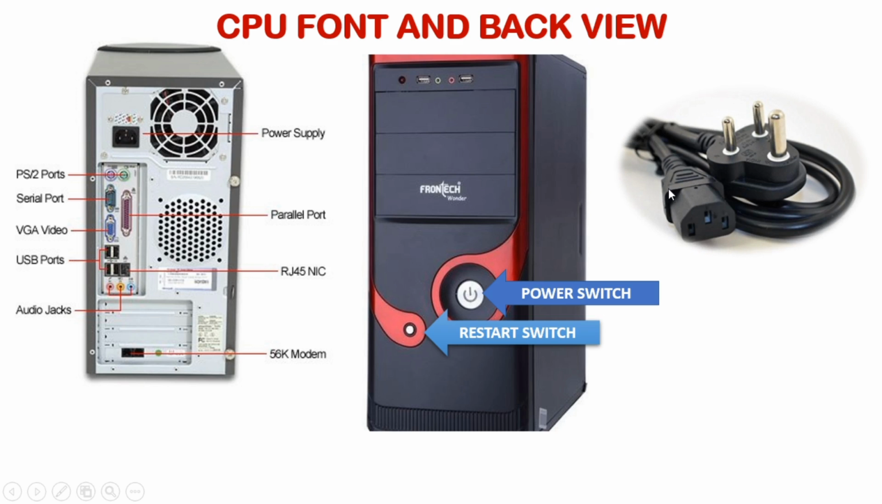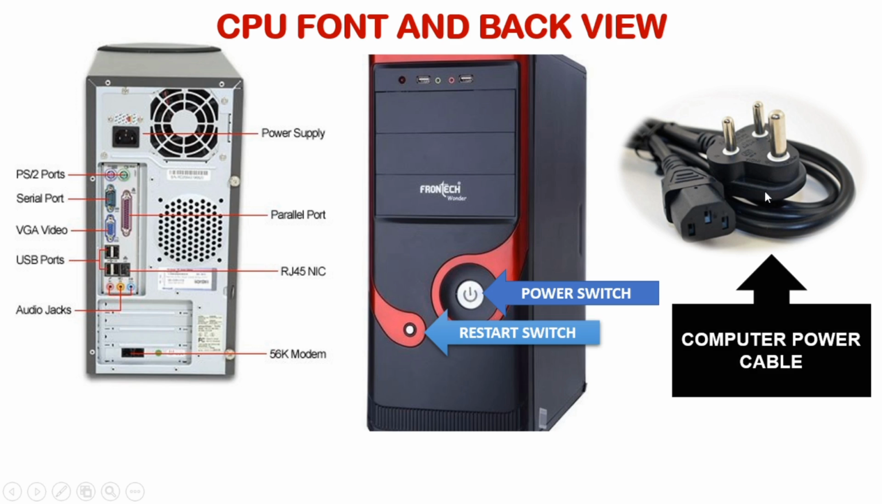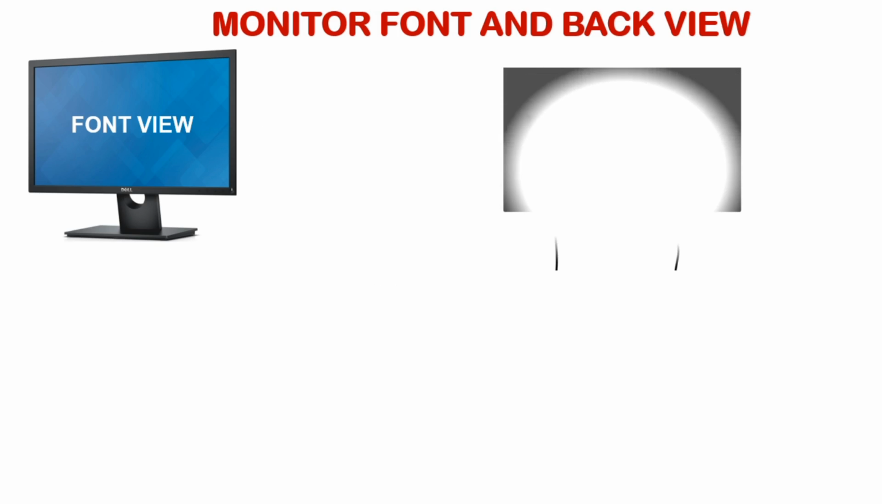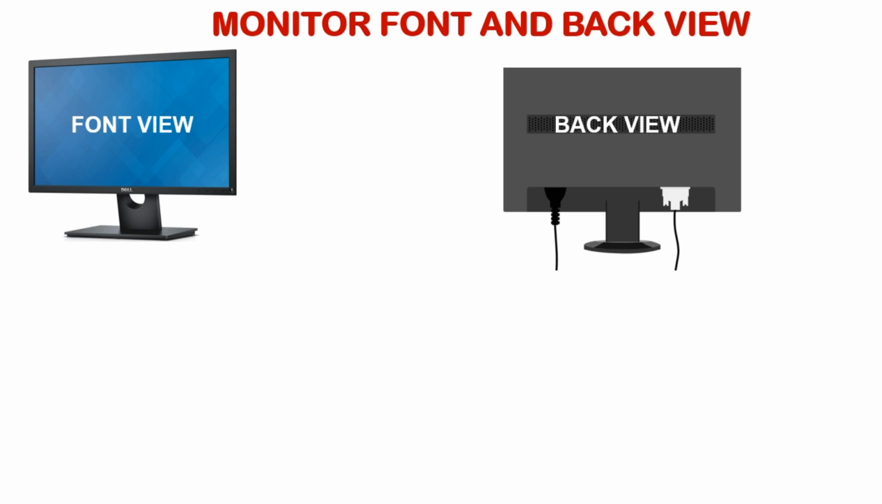Next, here is the power cable. This is a sample of the power cable, which looks like this, and this end of the power cable is put into the power supply section of the system unit. Next, the monitor looks like this. It is the front view of the monitor, and this is the back view of the monitor.